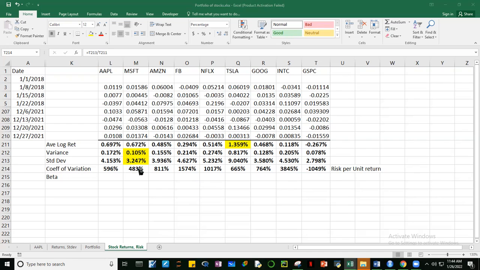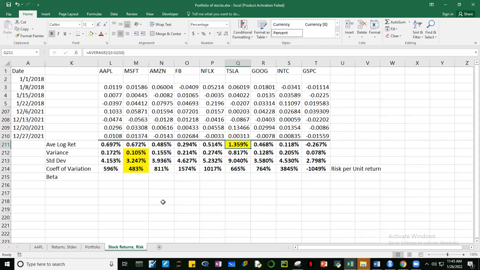So sa coefficient of variation, guys, the lower the better. No? Parang risk din yan kasi we just standardize the returns. So kasi kung i-compare lang natin yung standard deviation, mas maganda si Microsoft nga. Pero sa returns, mas maganda si Tesla. So paano natin mako-combine yung dalawa na i-consider natin both si returns at saka si risk?